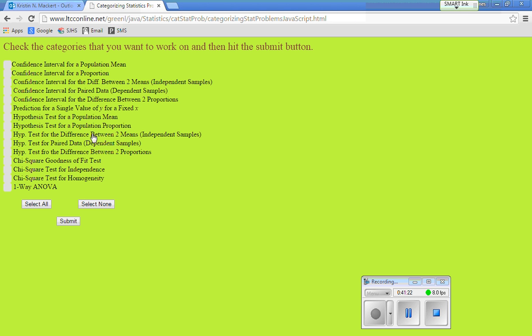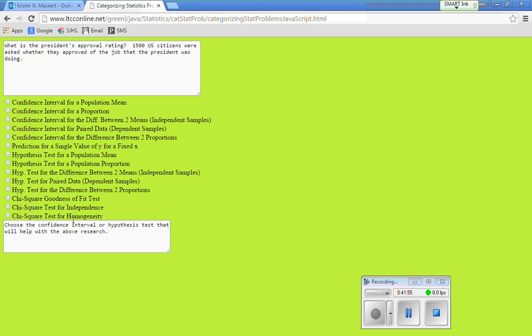So we want to select the categories for the tests that we've done. We have done all of them except for the ANOVA test. Some statistics courses do that, but we don't need to do it. By the way, prediction for a single value of y for a fixed x is the LinRegTTest. It's just the way they said it. Oh, paired, we've done paired. So this is just the LinRegTTest right here. So all of them except for ANOVA, and we'll submit.